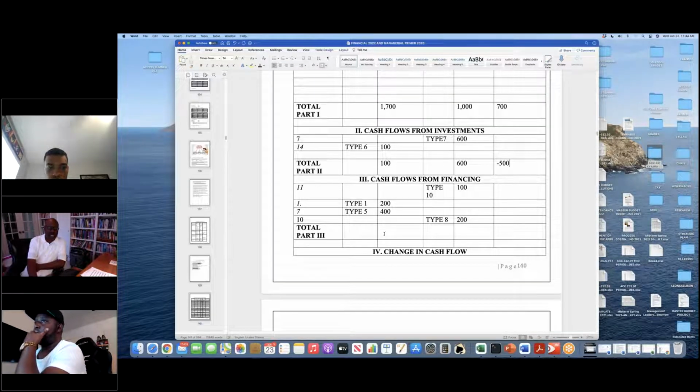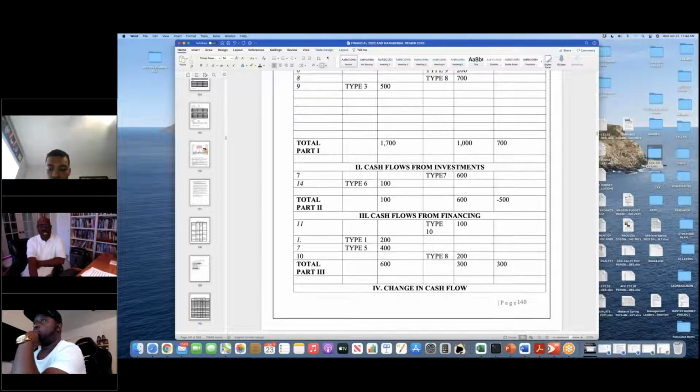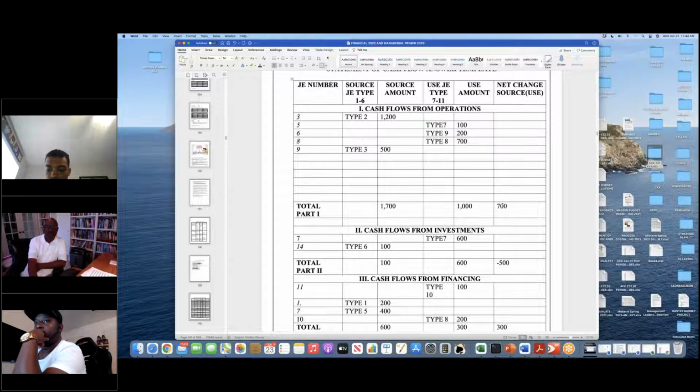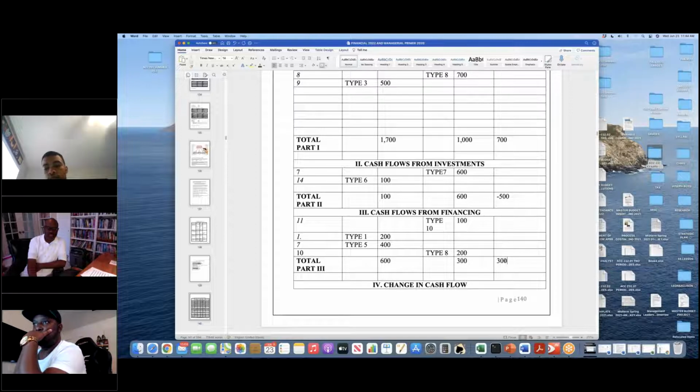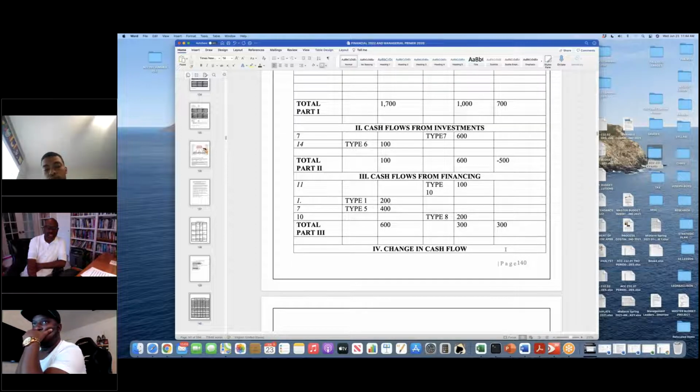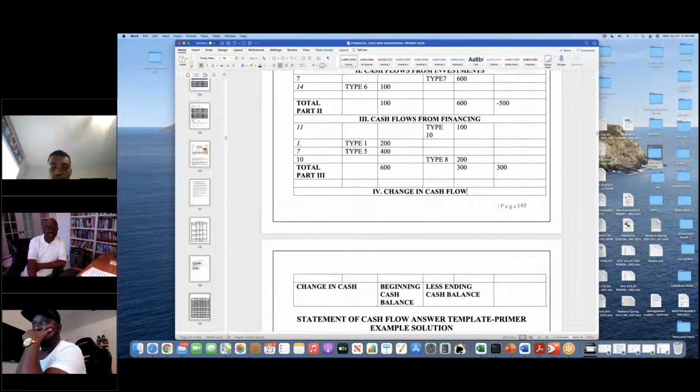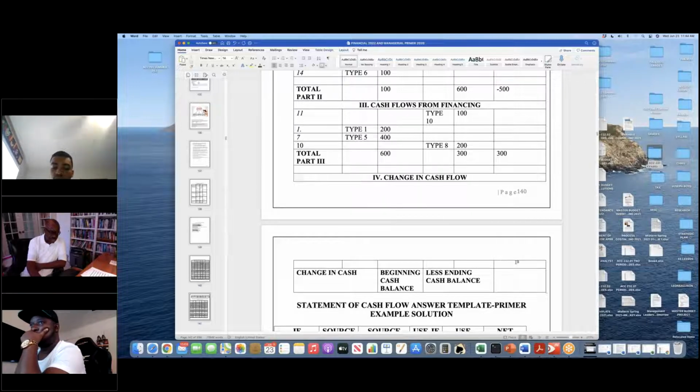Then we go to part 3. Our sources are 600. Our uses are 300. So this becomes a positive 300. So now we add part 1 plus 700. Part 2 minus 500. It's down to 200. Part 3 plus 300. So our change in cash flow is 500.